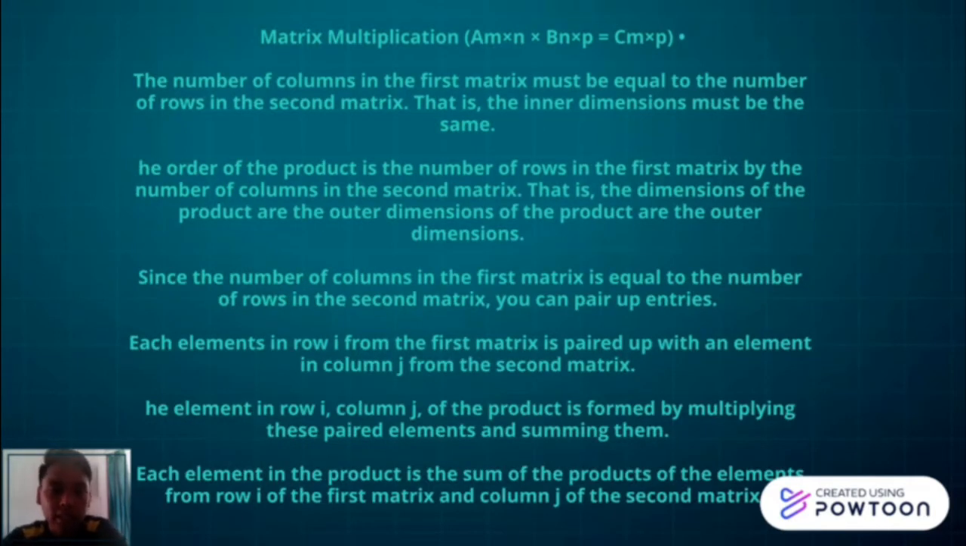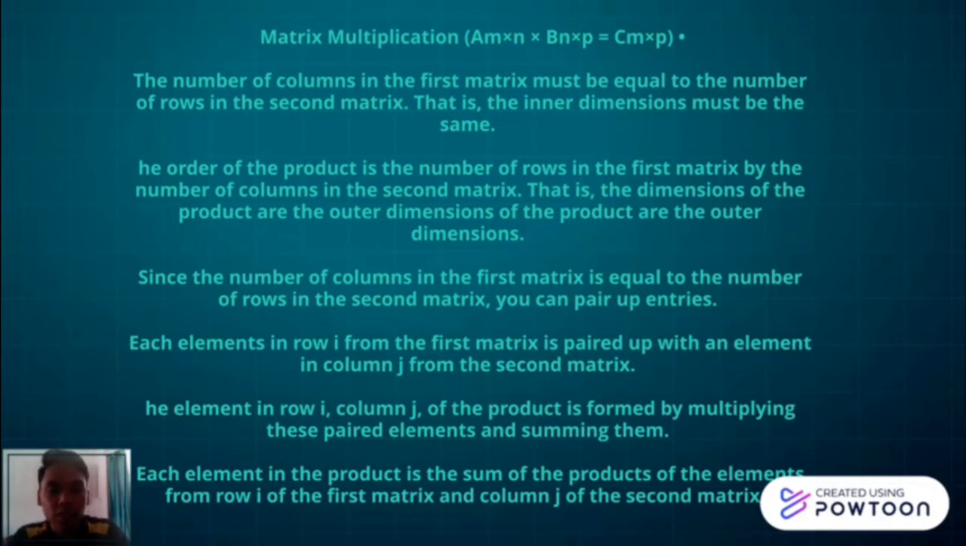Matrix multiplication. The number of columns in the first matrix must be equal to the number of rows in the second matrix. That is, the inner dimensions must be the same. The order of the product is the number of rows in the first matrix by the number of columns in the second matrix. That is the dimension of the product, the outer dimensions. Since the number of columns in the first matrix is equal to the number of rows in the second matrix, you can pair up entries.